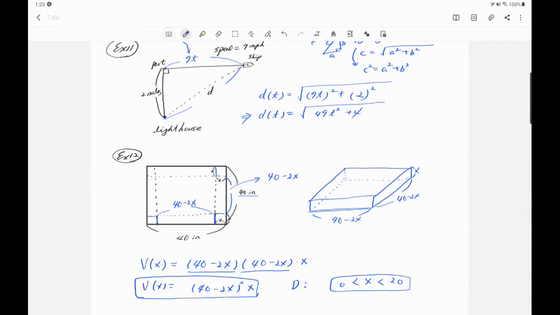And the domain means the values of x, the interval of x. x is the length of the corner, so it has to be greater than 0. Also it cannot be half the length, so 40 divided by 2 is 20. So x is between 0 and 20, not inclusive. That's it, right? This is not hard, it's really simple. Okay, then please try to understand what we learned today, and then we will go on to the next section.